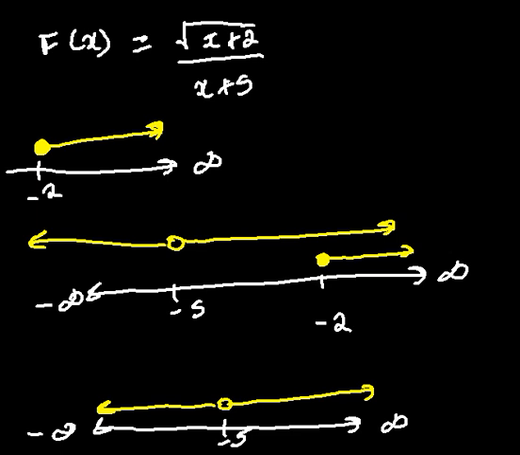So where do you think the two number lines are intersecting? The number lines are intersecting from here in this direction. Hence the domain of the function will be from negative 2, part of the interval, to positive infinity. That's what we call the intersection technique.